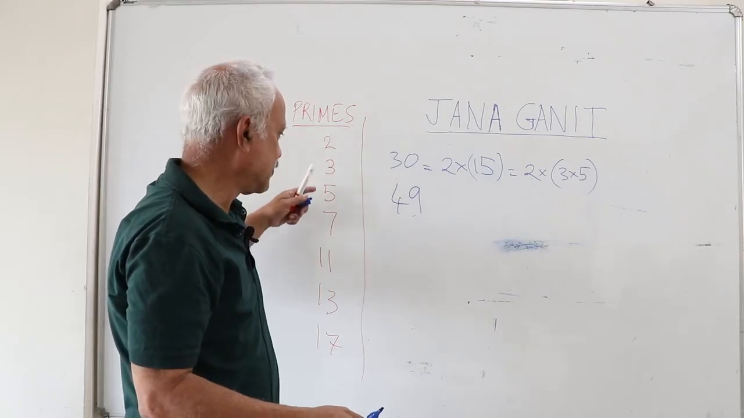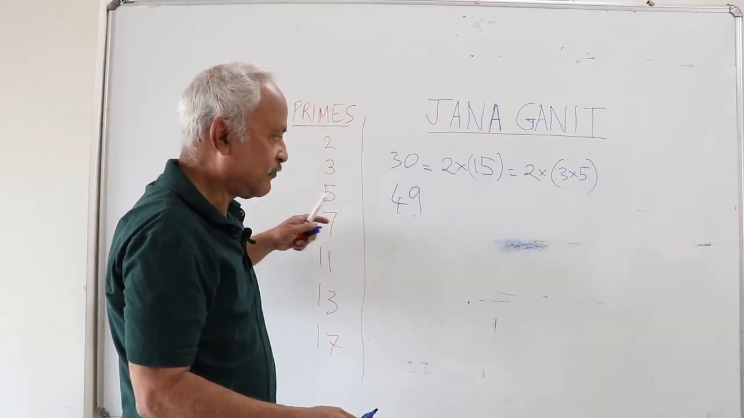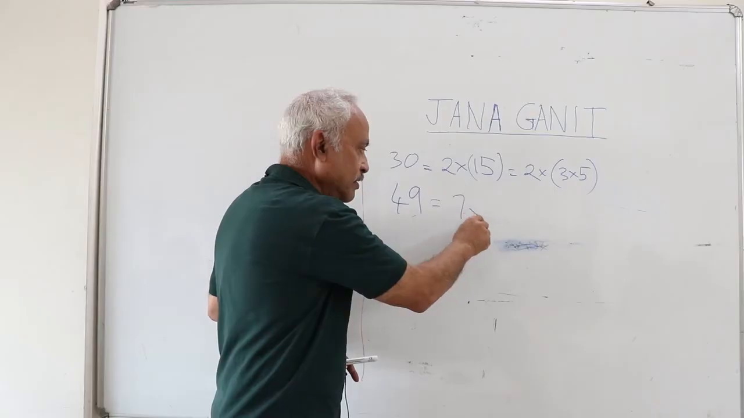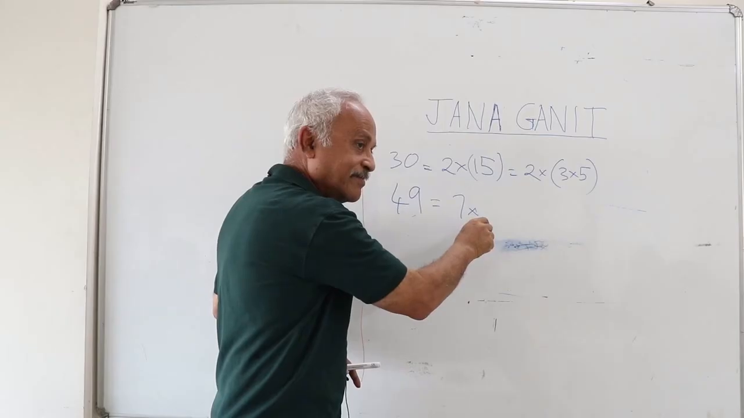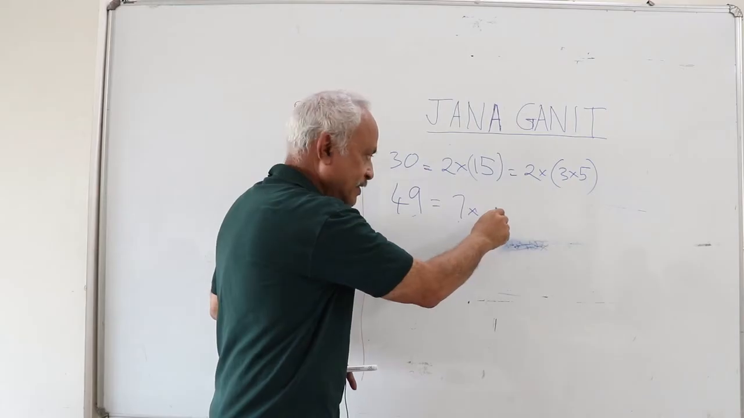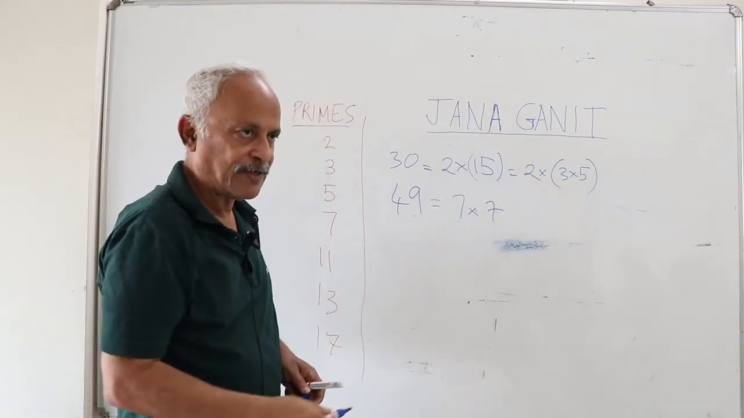Is it divisible by 3? No. Is it divisible by 5? No. Is it divisible by 7? Yes. So what do you get? 49 is equal to 7 into 7. You were dividing by 7 and the answer was 7. So it is 7 into 7. Check it out: see if 7 into 7 is 49.